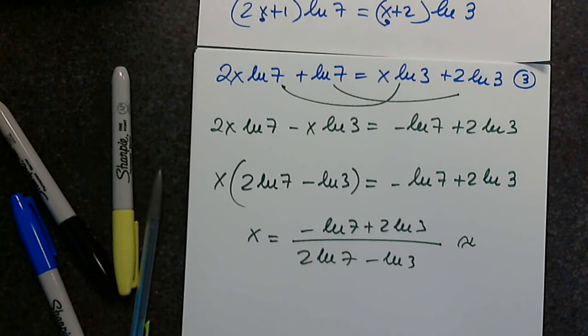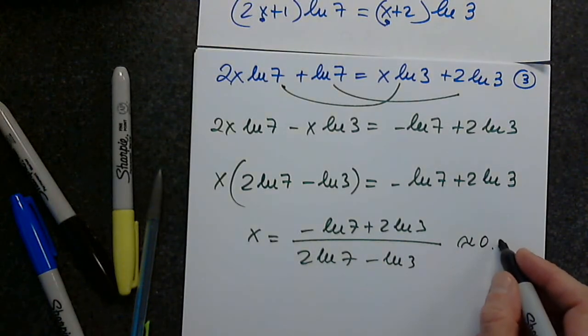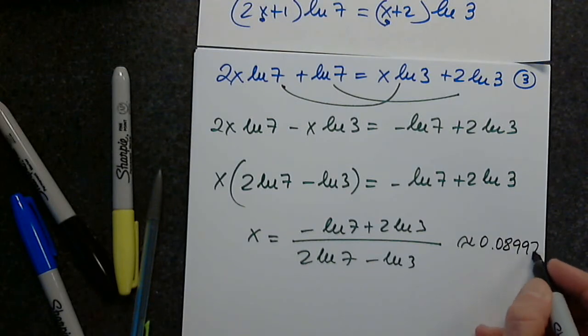Okay, now divided by parentheses. 2 natural log 7, close the parenthesis, and then minus natural log 3. Close the parenthesis and close the whole entire parenthesis for the denominator. Now I press enter and I get something. Okay, so the approximation is 0.08997.